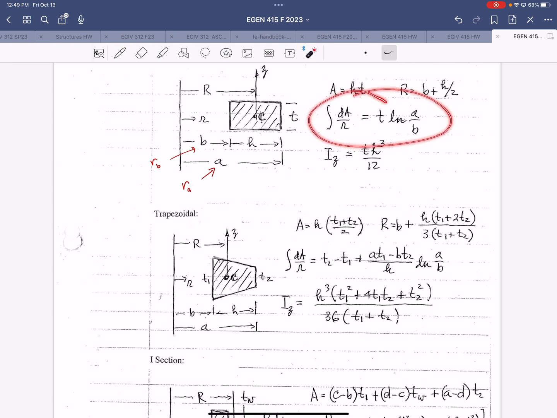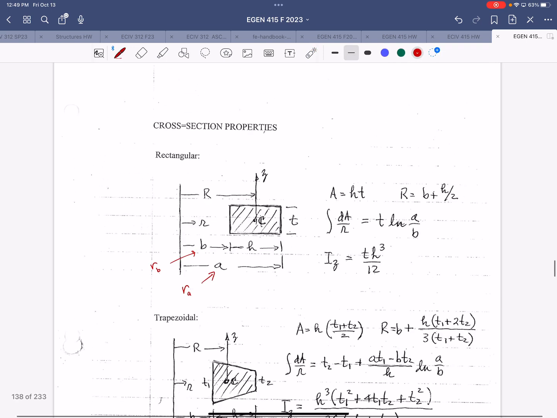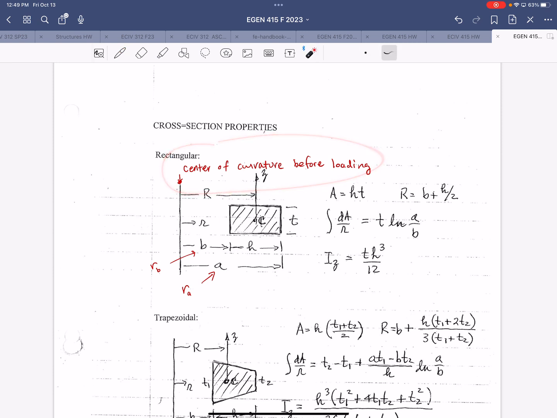All right. From the center, before it's loaded, yeah. So we can make a note here that this line represents the center of curvature before loading, in this handout. All right, and if you forget that or you don't have this note, you can come back to that conclusion based on the definitions of capital R, which is shown here. So capital R is always measured from the center before loading.